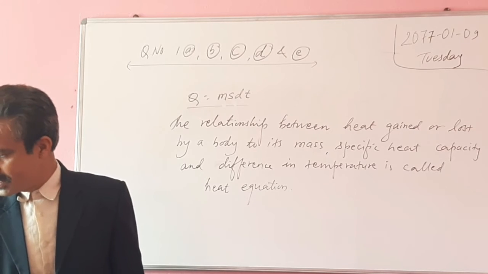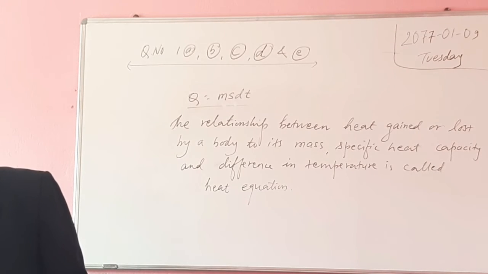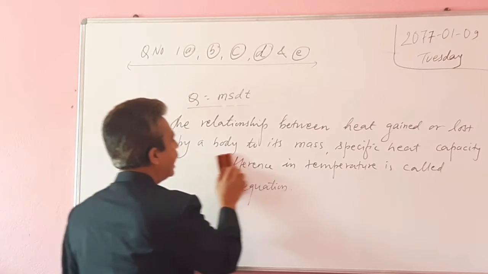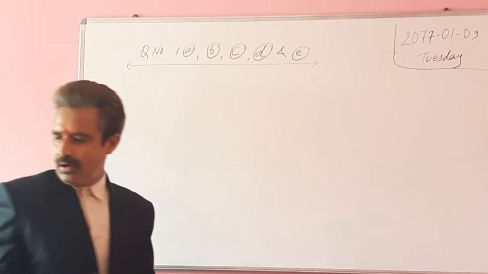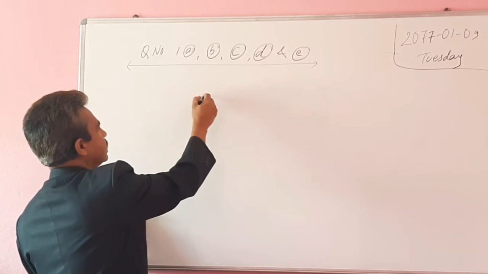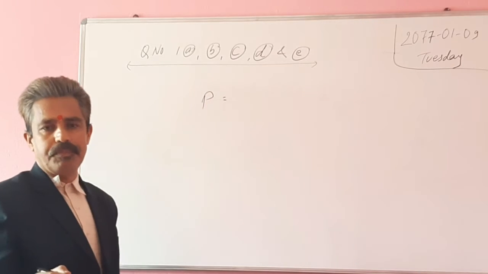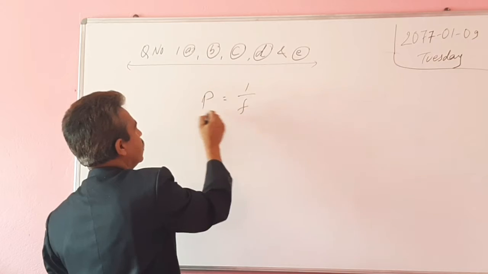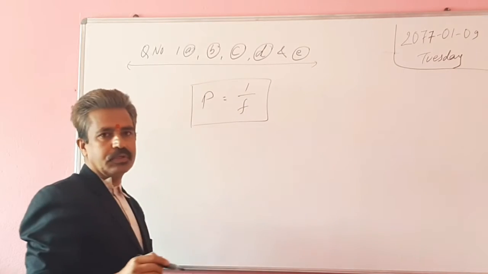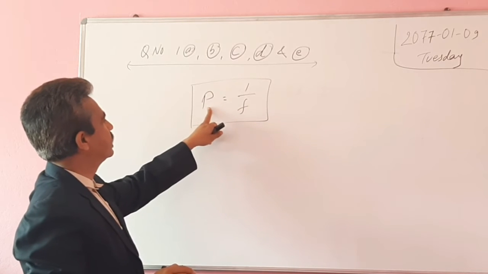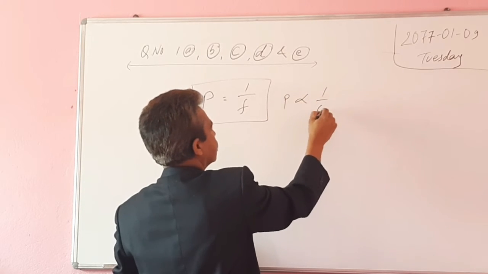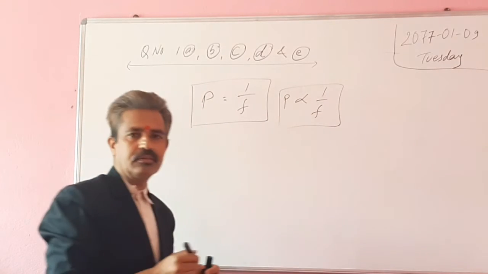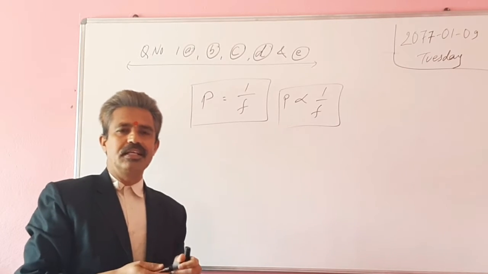Next one is, now we are going to discuss the next topic. Write mathematical relationship between focal length and power of lens. So, what is the relation? Power of lens is denoted as P and focal length f. The relationship between focal length and power of lens is P equals to 1 by f. Or you can write P inversely proportional to focal length. More focal length, less power. Less focal length, more power.